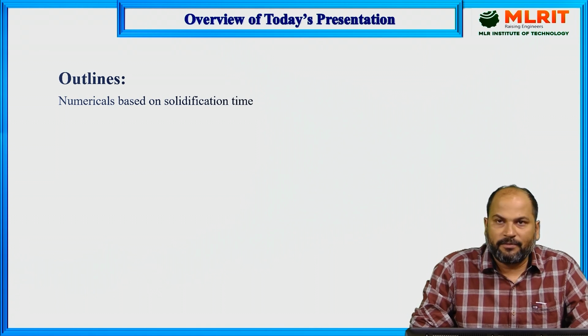This topic is very important, especially if someone is preparing for the GATE exam or targeting higher studies. That is the reason I have brought some more standard numericals which were asked in previous GATE exams. So we'll take a few numericals and solve them so that the concept of solidification time in casting will be more clear through these numericals. So we'll start with the numerical.